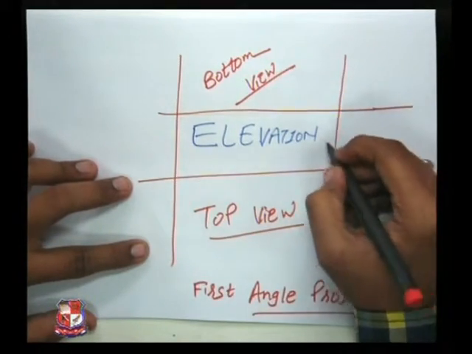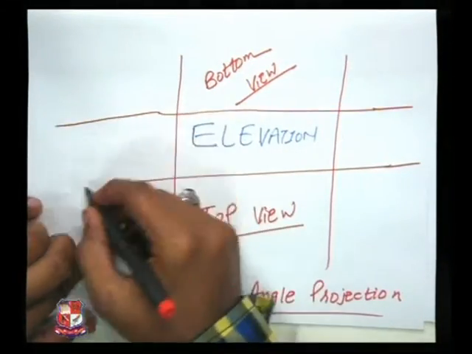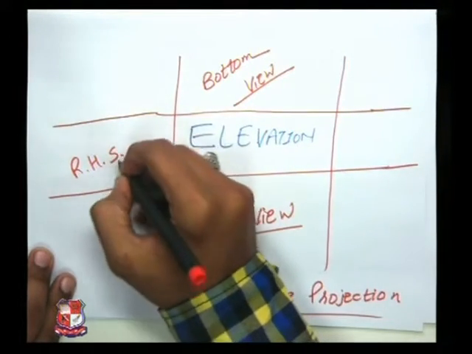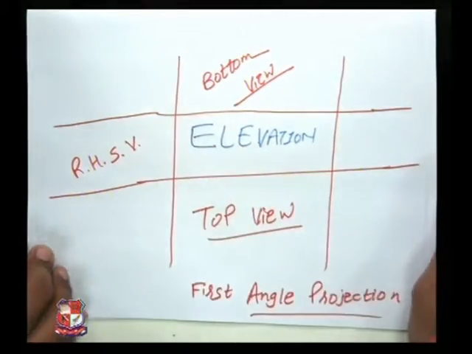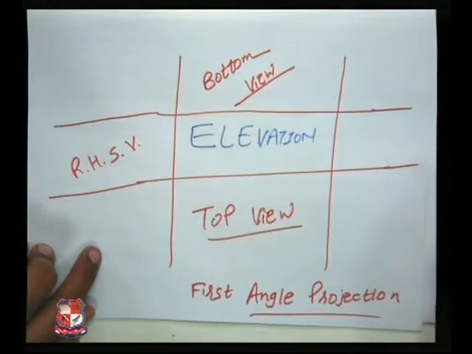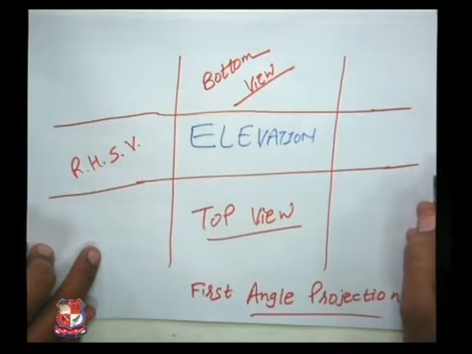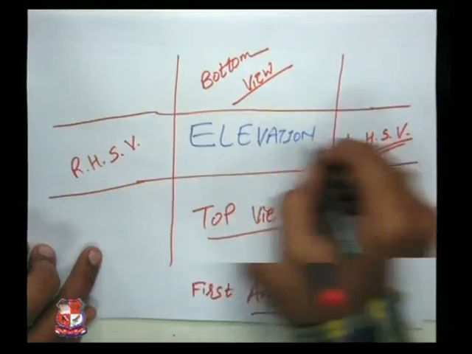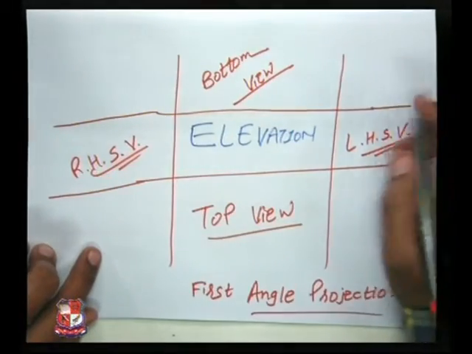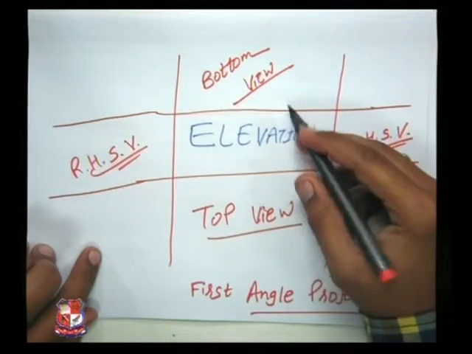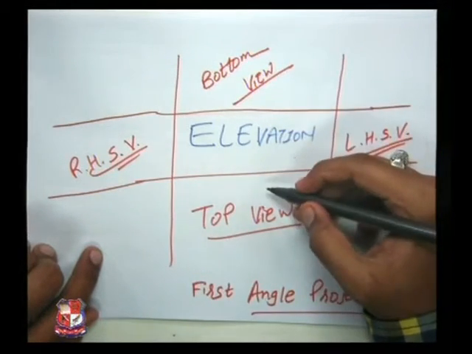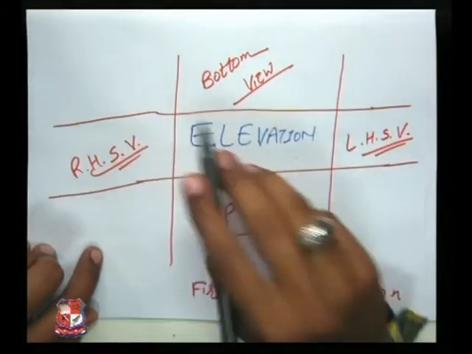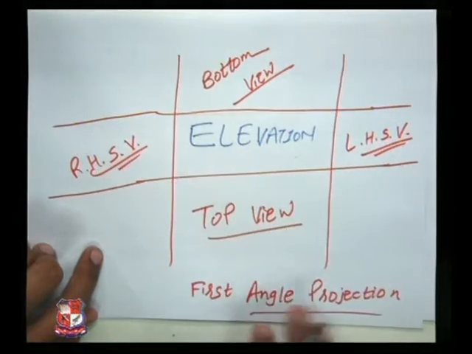Left hand side view will come on your right hand side, and right hand side view will come on your left hand side. Elevation always in the center, bottom view on the top, top view in the bottom, left hand side view on the right hand side, right hand side view on the left hand side. That is the first angle projection method.